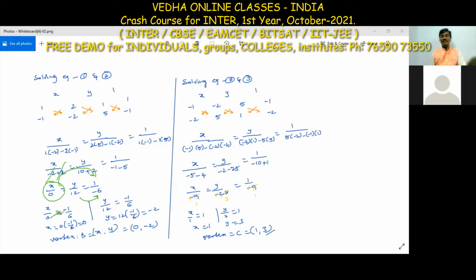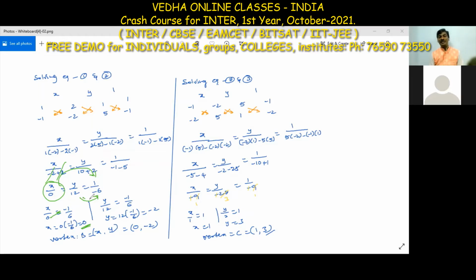If we take it to that side, here it is dividing. If we take it to that side, it multiplies. So 0 into something will become 0. X coordinate we get 0. Remember here, the coordinate x we are getting is 0 here. And y by 12.